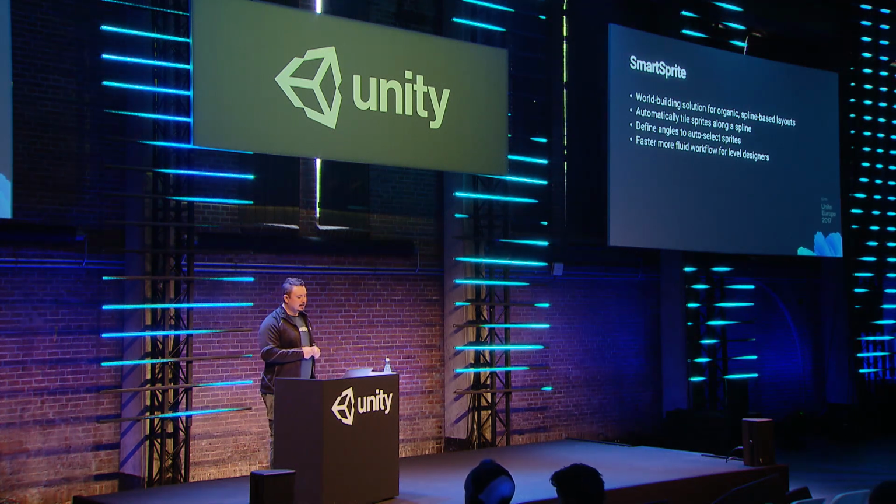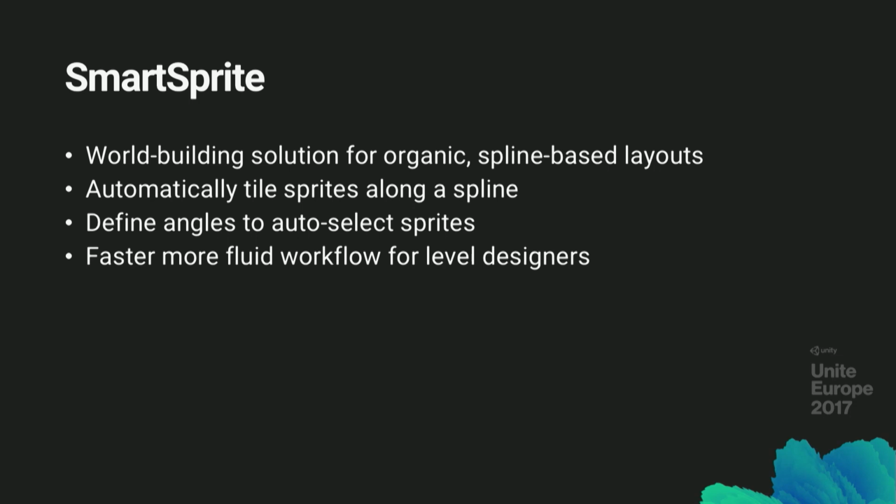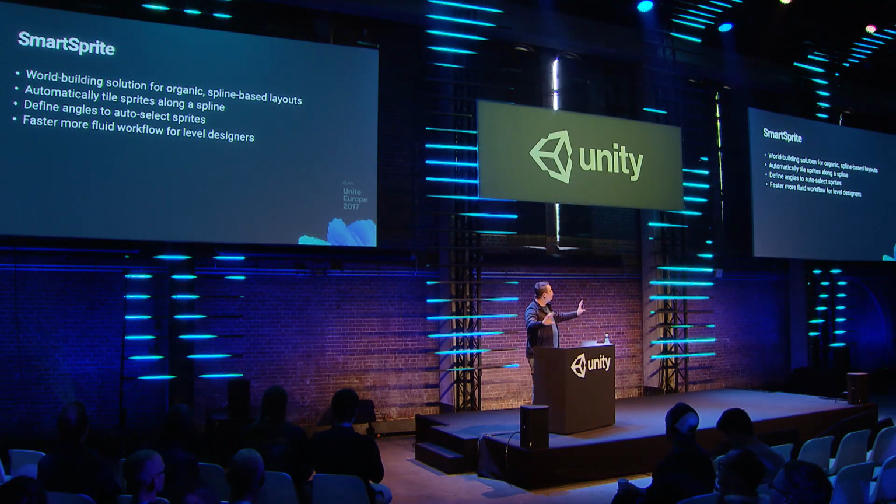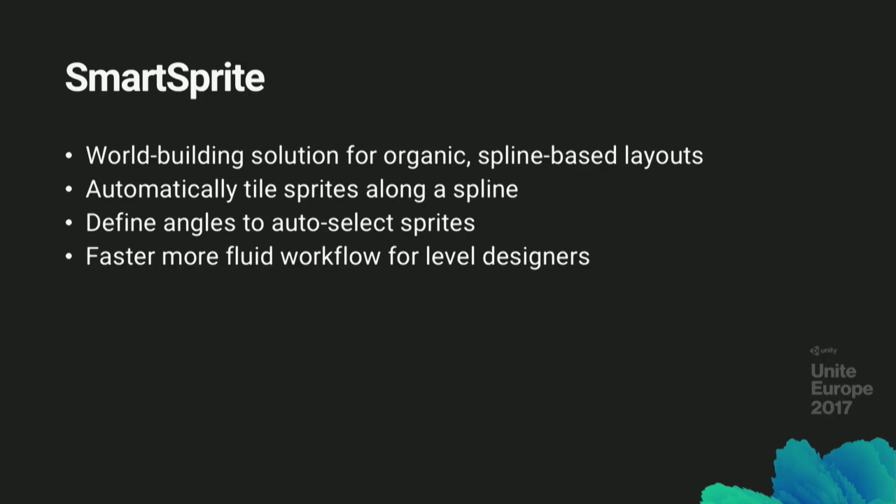Smart Sprite. So this is another one of our world building tools. This is a solution for more organic spline-based layouts. The idea here is that you'll be able to automatically tile sprites along a spline and define angles to auto-select these sprites. So you'll be able to do a more fluid workflow, more fluid level design. This is for more organic shaped levels. So if you're not doing a tile-based game, then this feature is going to be for you. When we get this to the right point, we're going to be putting out a preview for this as well. Please do the same thing as you've done with tile map. Check it out and let us know.